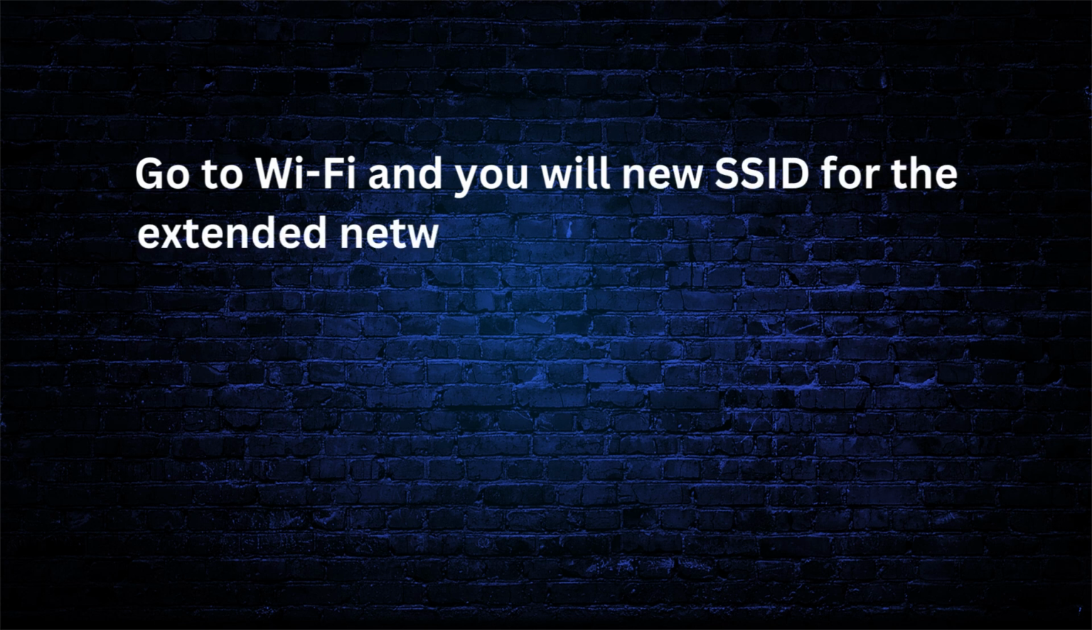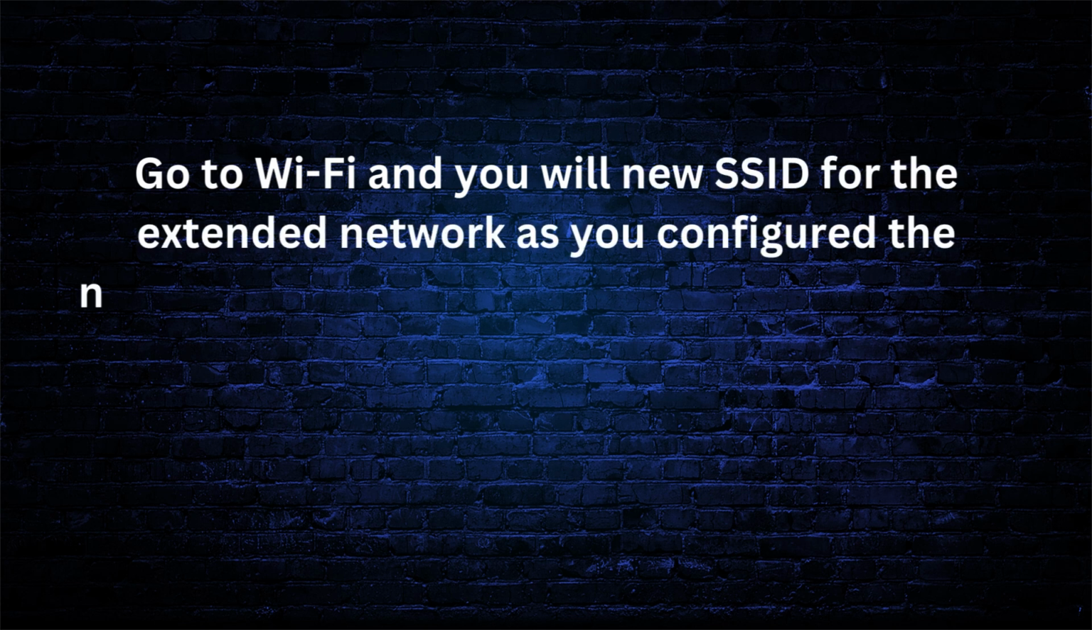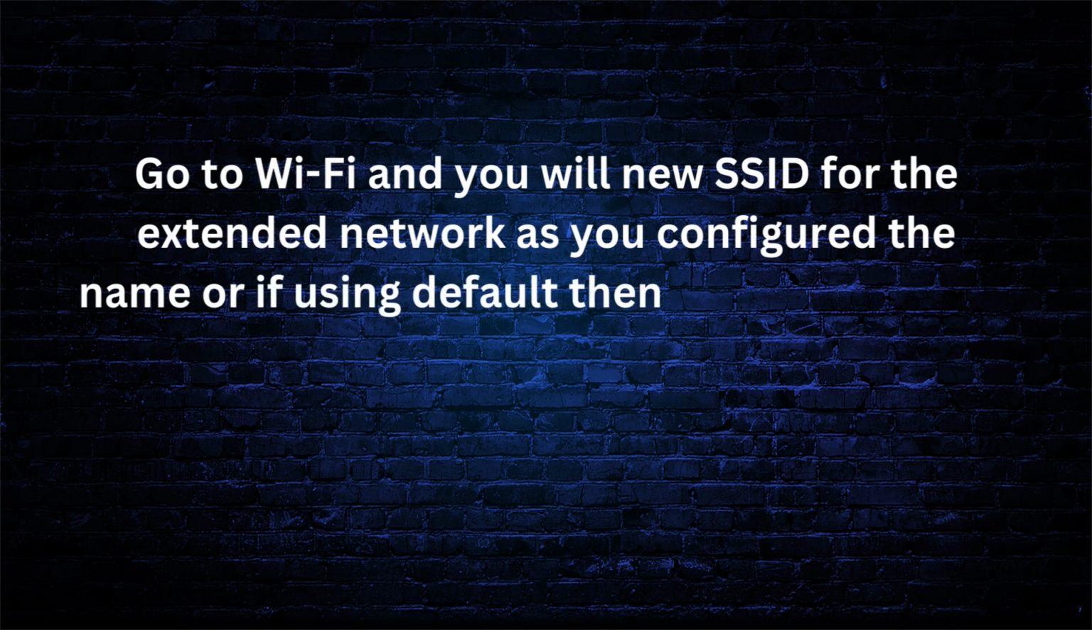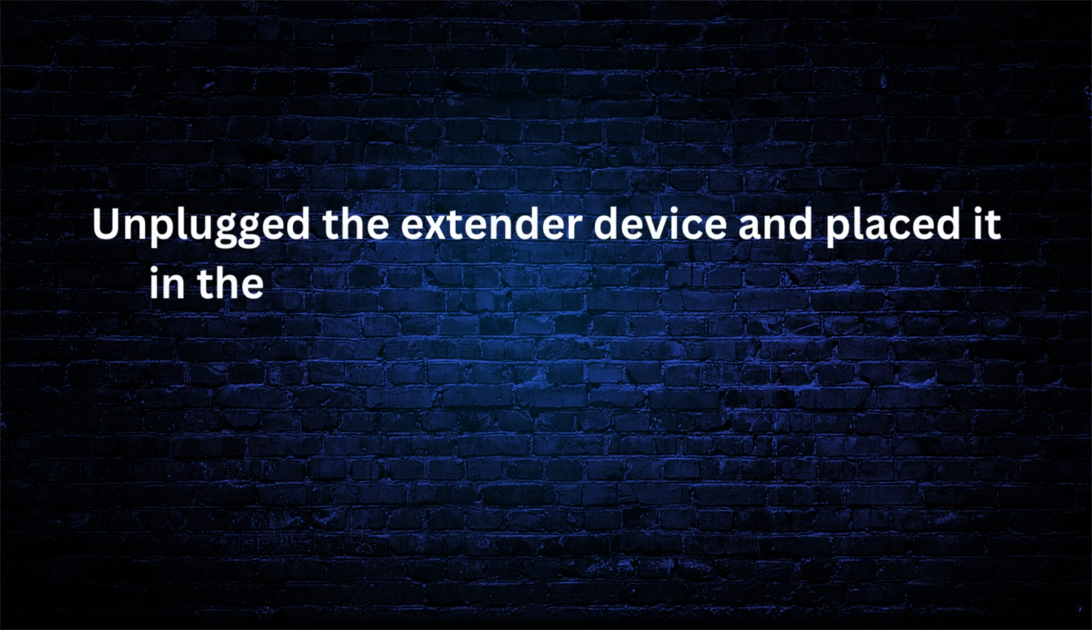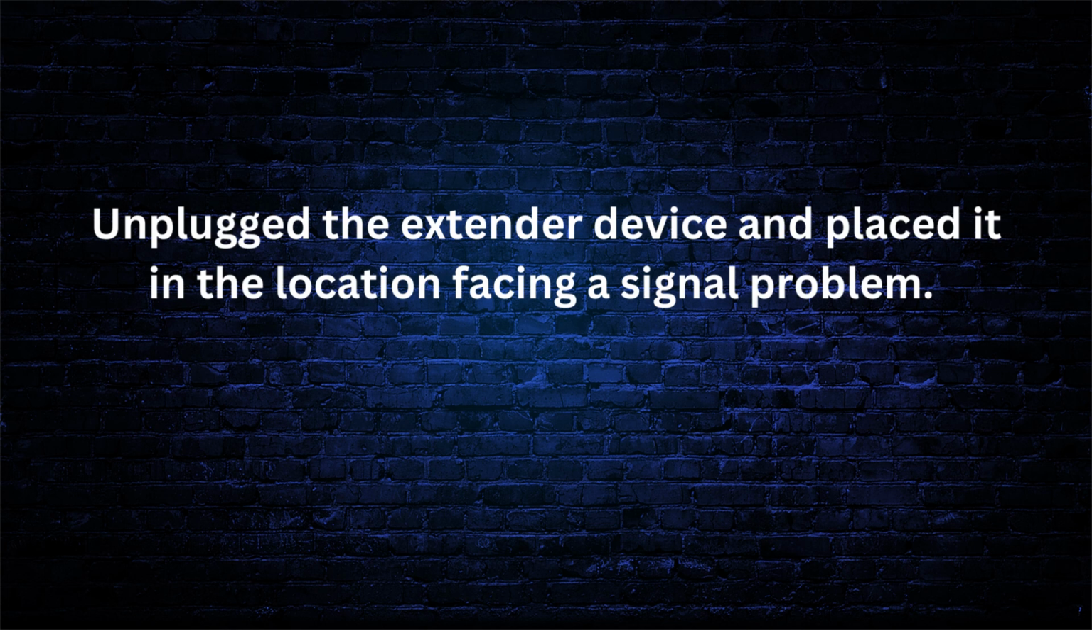Go to Wi-Fi and you will see a new SSID for the extended network, as you configured the name, or if using the default, then existing Wi-Fi_extension. Unplug the extender device and place it in the location facing a signal problem.